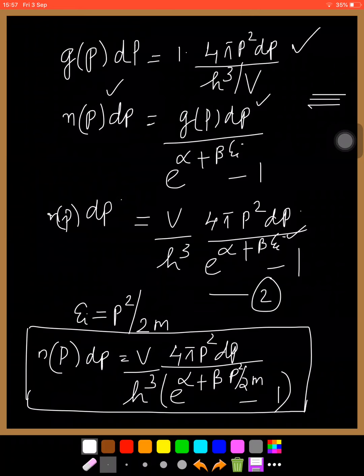Now we are going to write n e d. The difference is that we are going to convert p in terms of e.